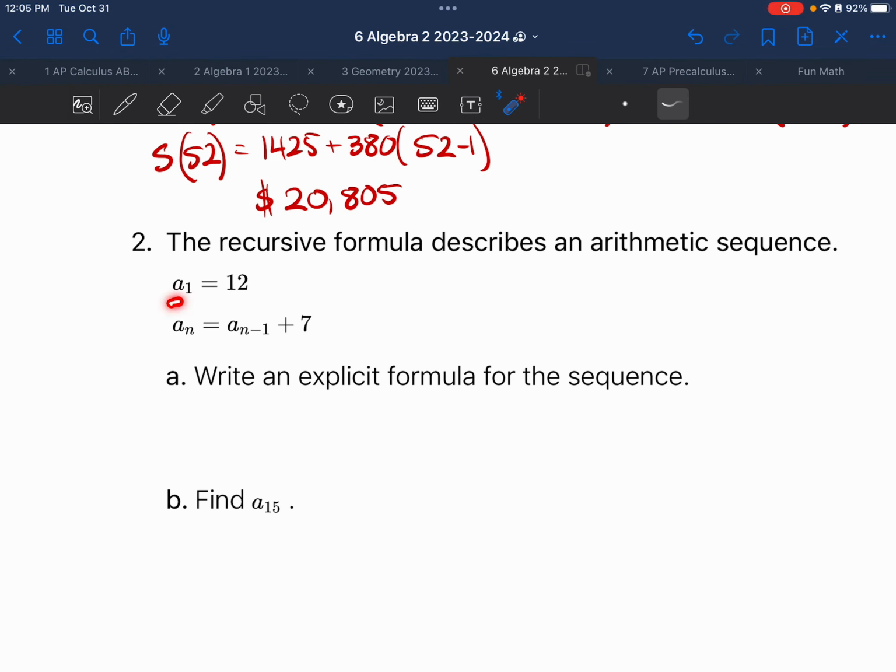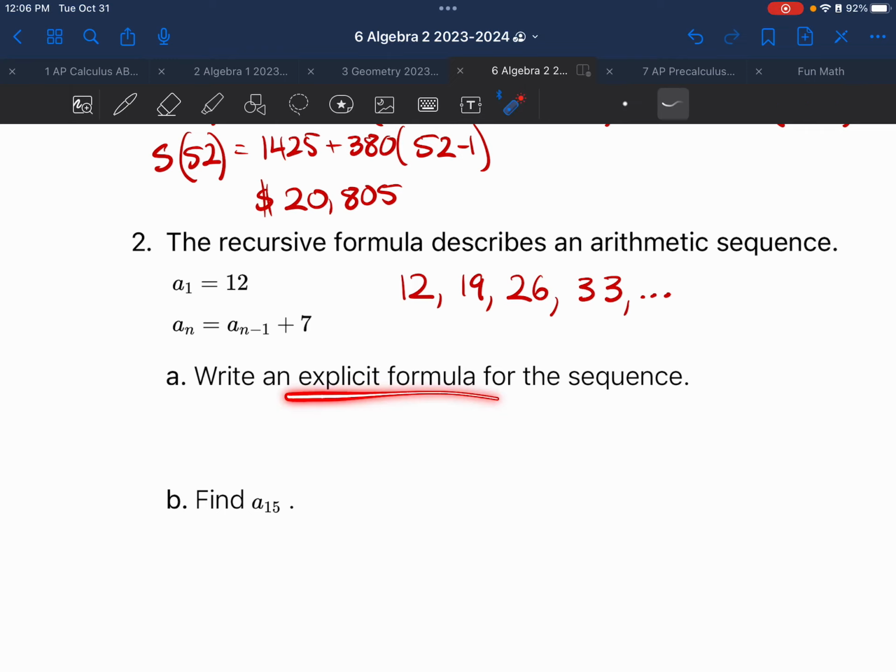Okay, so we start with the first term, and to get the next term, we take the previous term and then we add 7. So you're constantly adding 7, adding 7. So if I write this out, the first term is 12, then I add 7, I get 19, then I add 7, I get 26, then I add 7, I get 33, and so on. So far, what is that? I don't know. My brain's not working right now.